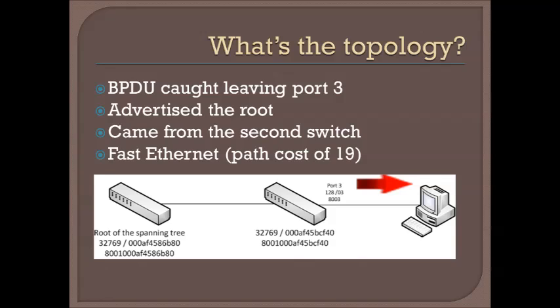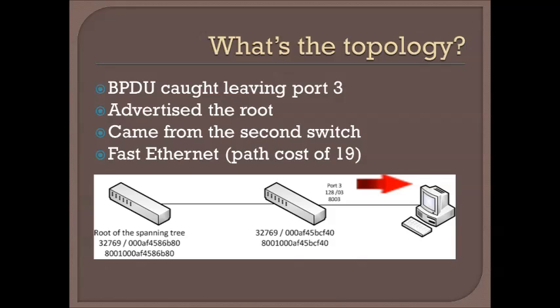Now the switch in the middle of this topology is advertising that root. So we know, because the transmit bridge ID is different than the root ID, that this came from a second switch. This particular second switch has the same priority, but a higher MAC address, which is why it wasn't the root of this particular topology. So we can see here that the only difference in this particular field is the trailing end of the MAC address. We also know that this is a fast Ethernet network because the path cost is 19.